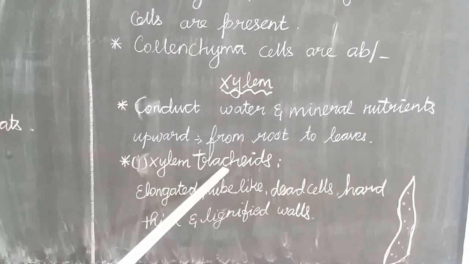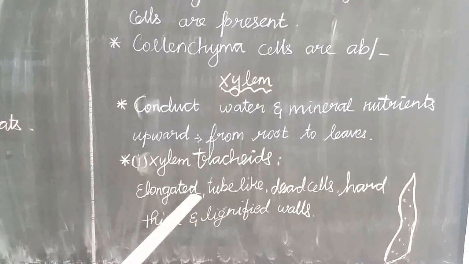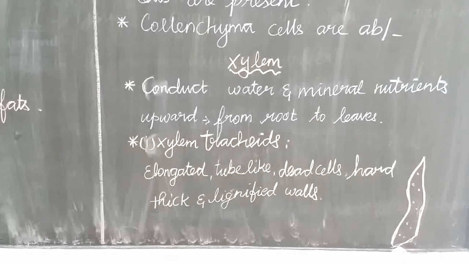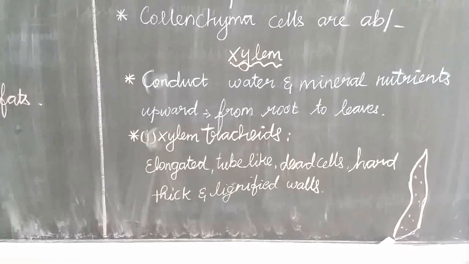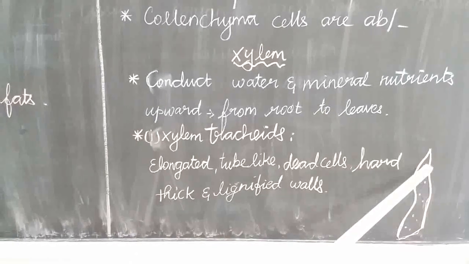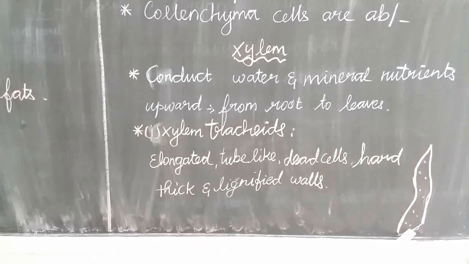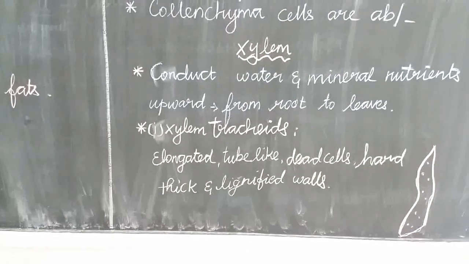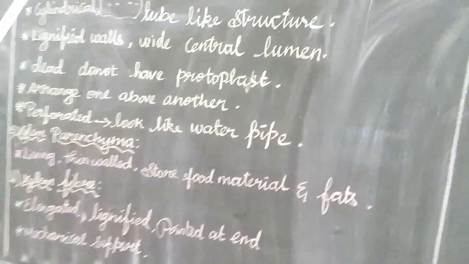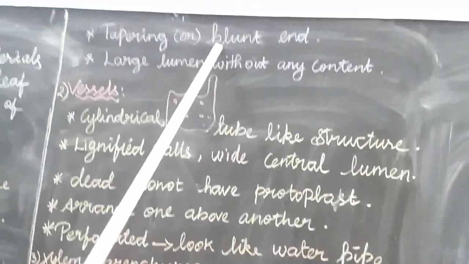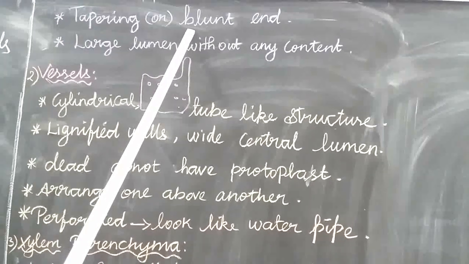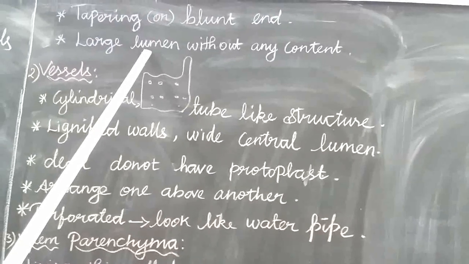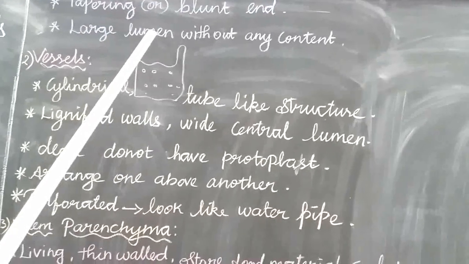First is xylem tracheids. These tracheids are elongated, looking like tube-like portions. It is a dead cell, hard, thick and lignified. Already I told what lignified means: lignin deposition on the wall. It has tapering or blunt ends. Then there is a large lumen. The centermost empty space is called the lumen.